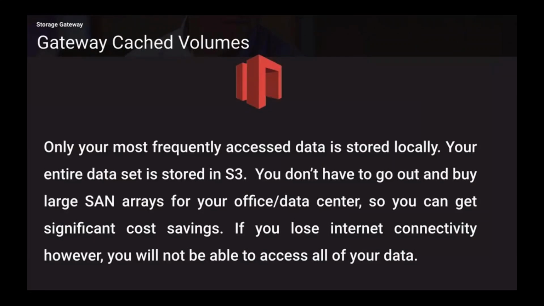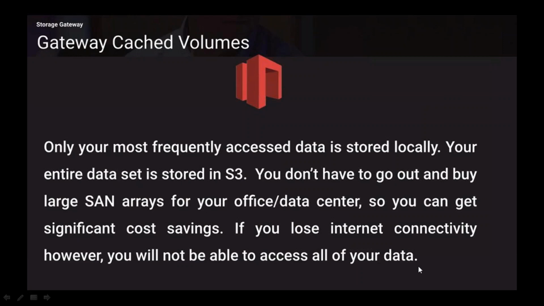Then we have gateway cached volumes. So in this, what are we going to do? As the name says, gateway cached, only the most frequently accessed data is stored locally. So whatever data my company uses a lot, only that data will be stored inside the on-premise data center, and the rest of the things will be stored on the AWS cloud. You don't have to go and buy large SAN arrays for your office data center, so you can get significant cost savings in this case. But if you lose the internet connectivity, you will not be able to access all of your data.